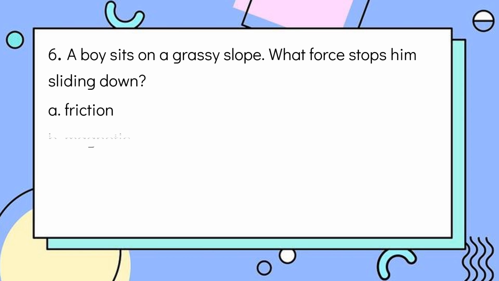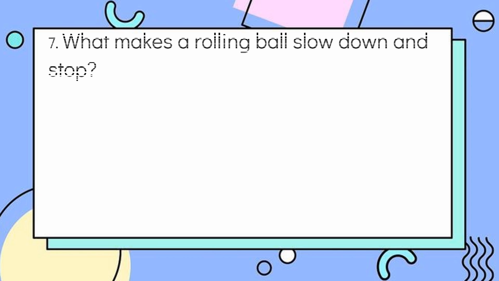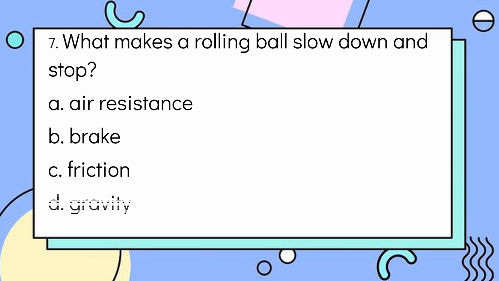Number 6. A boy sits on a grassy slope. What force stops him sliding down? A. Friction. B. Magnetic. C. Gravity. D. Weight. Number 7. What makes a rolling ball slow down and stop? A. Air resistance. B. Brake. C. Friction. D. Gravity.